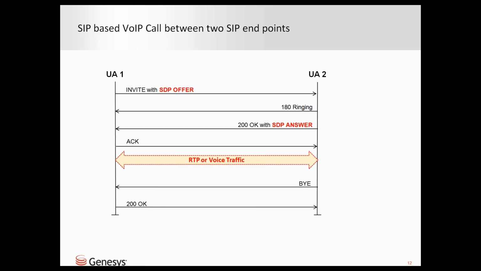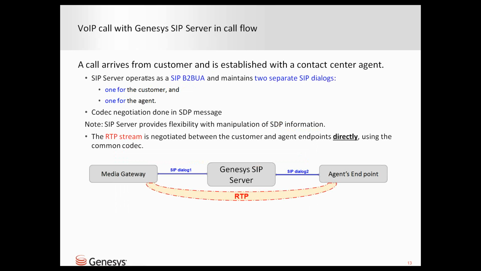Now when we move to the Genesys SIP Server, let's see a VoIP call with the Genesys SIP Server in the call flow. As we know, SIP Server acts as a back-to-back user agent. It will create two separate SIP dialogues. Suppose the customer is coming from a media gateway, and the media gateway initiates an invite. You get a SIP dialogue as told previously. A SIP dialogue has a unique call ID, the From header contains a local tag and the To header contains the remote tag. So they represent the SIP dialogue.